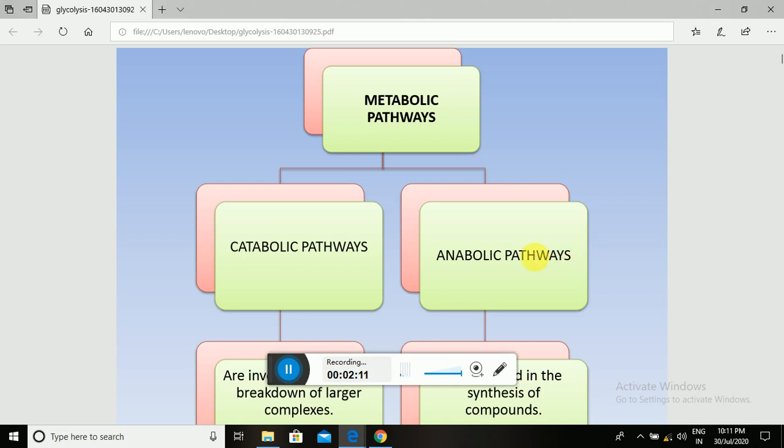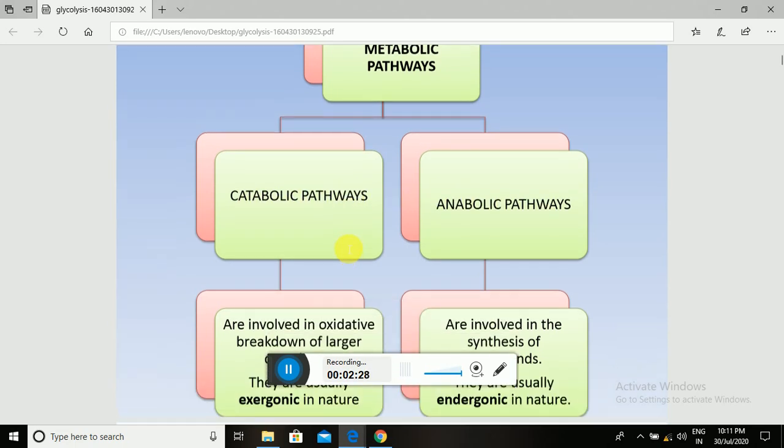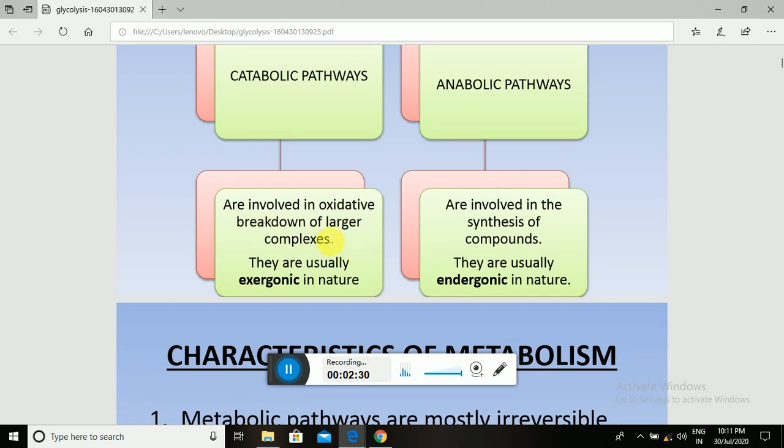So metabolism is a combined process of both of these, either synthesis or breakdown. Let me discuss catabolism and anabolism. The metabolic pathways are basically of 2 types: catabolic pathways and anabolic pathways. Catabolic pathways are involved in the oxidative breakdown of larger complexes, and anabolic pathways are involved in the synthesis of compounds or biomolecules.